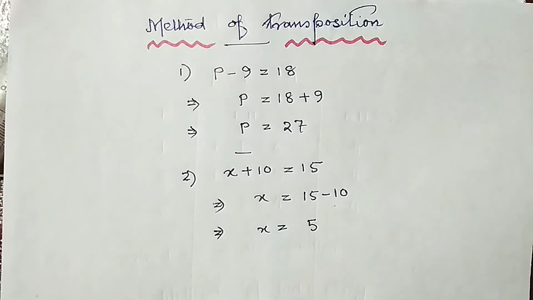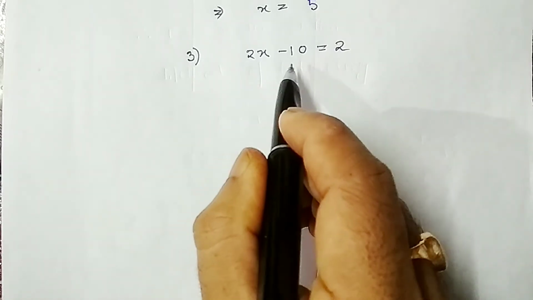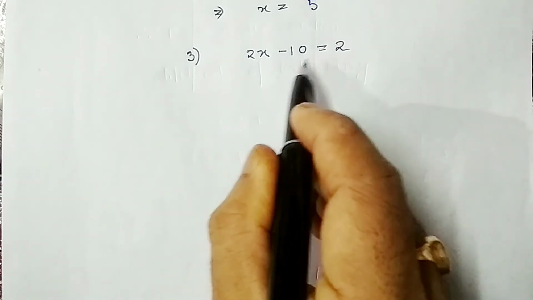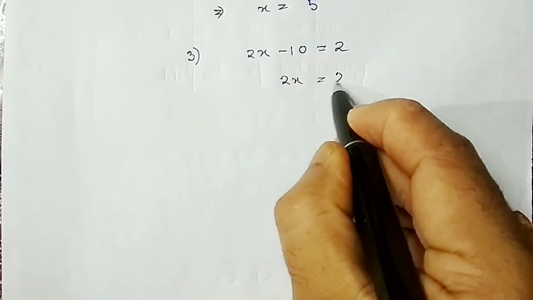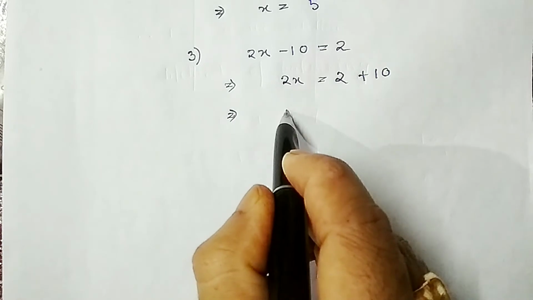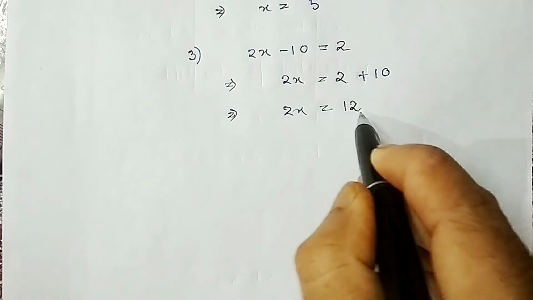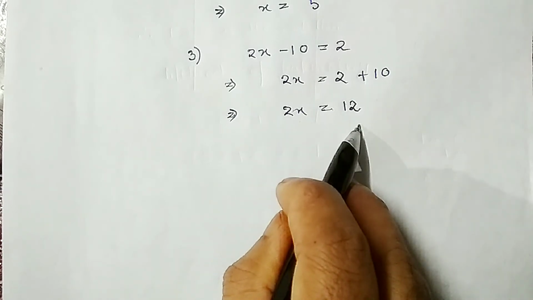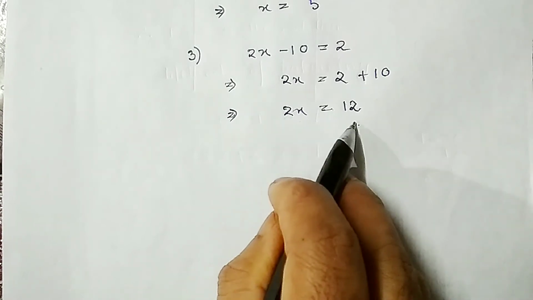Let me give you another example. Here 2x minus 10 equals 2, and we are to find the value of x. Since minus 10 is here, if we transfer this minus 10 to the other side, it will become plus 10. So next step, it will be 2x equals 2 plus 10, it will be 12. Now it is 2 into x. When this 2 is transferred to the other side, it will be divided. So when this 2 is transferred, it will be divided.